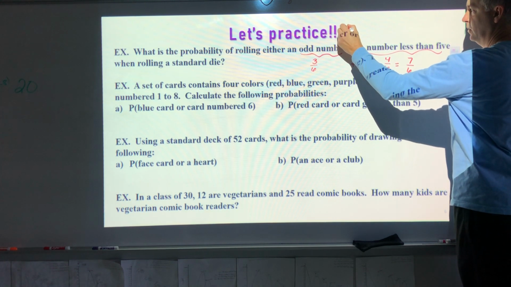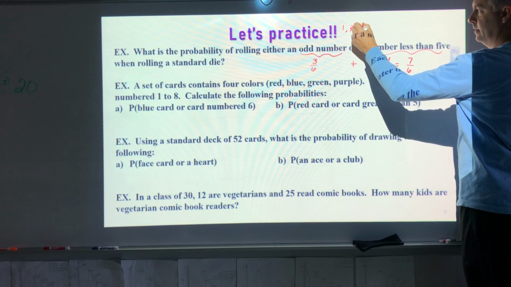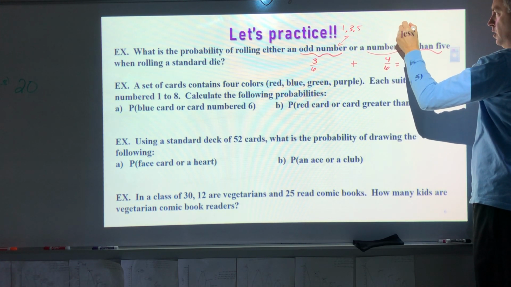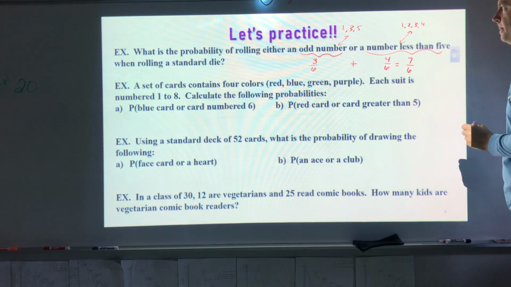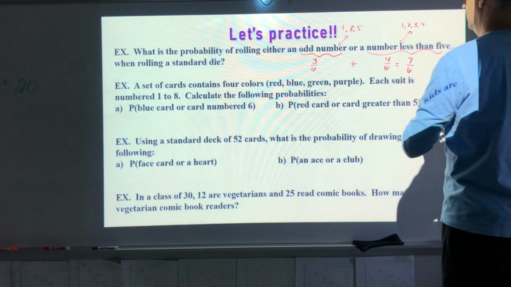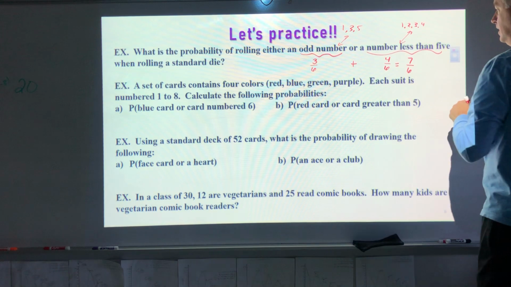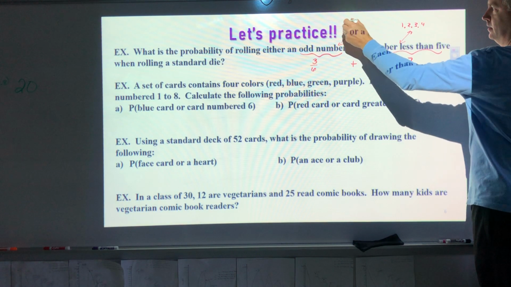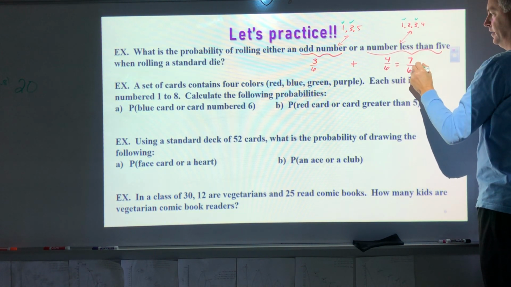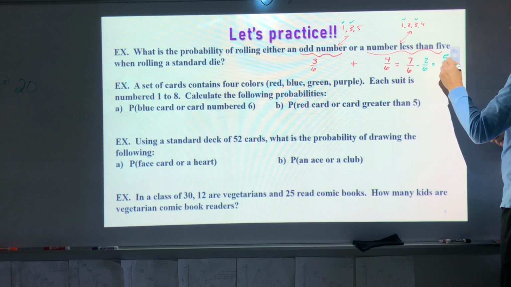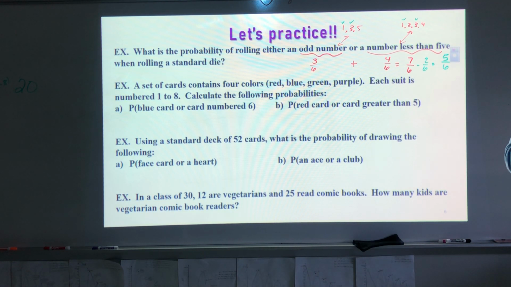So if you do this, 1, 3, 5 are your odd numbers. Your numbers less than 5 are 1, 2, 3, 4. So when you're looking at these two groups, how many numbers overlap? And the answer is 2. The 1s overlap and the 3s overlap. So we must subtract the overlap. There's 2 numbers that overlap. So your answer to this problem is 5/6. And then, just convert it to percent. I'm not going to keep continuing to turn these into a percent because you should not.